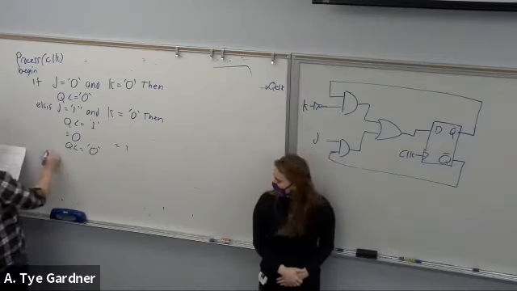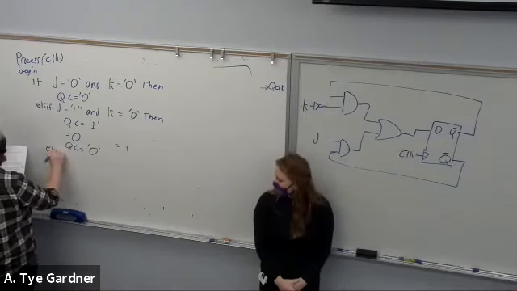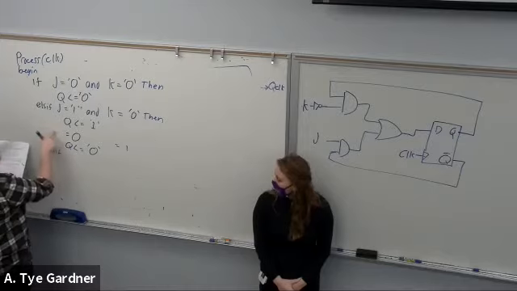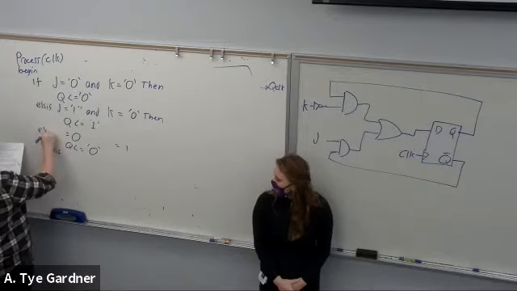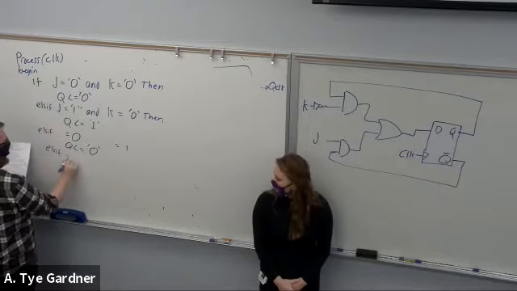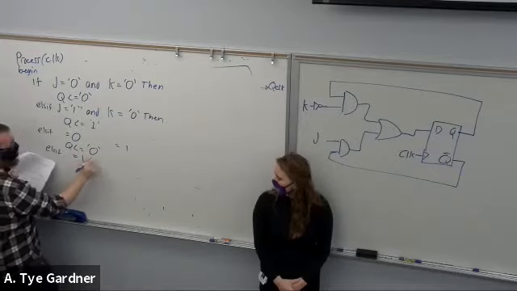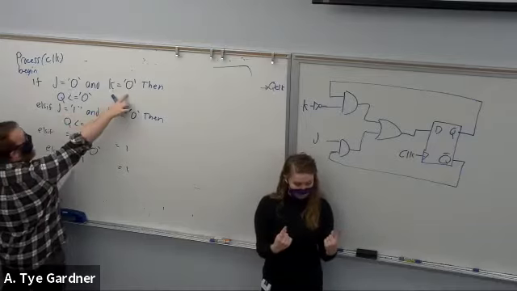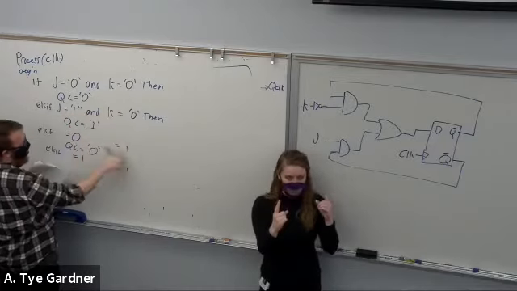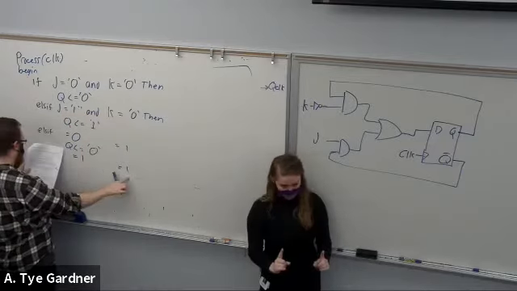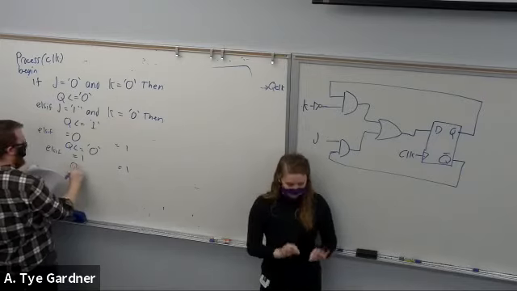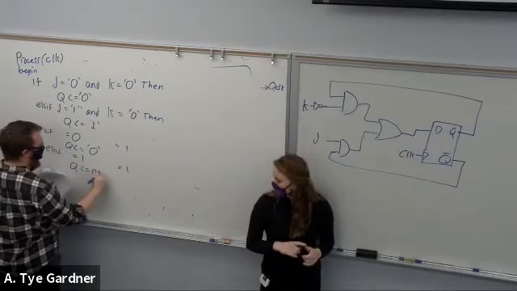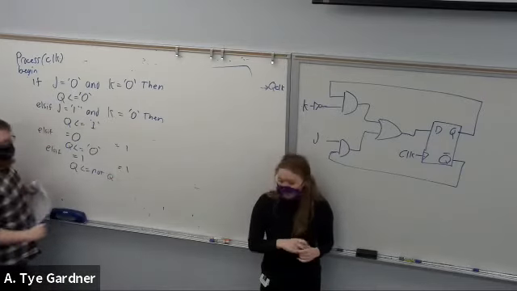Then I also have, I should add at least this much. J is equal to 1 and K is 1, right? So 0, 0 on the K's, 1, 0, 0, 1, 1, 1 is our last state, and Q gets assigned to not Q.